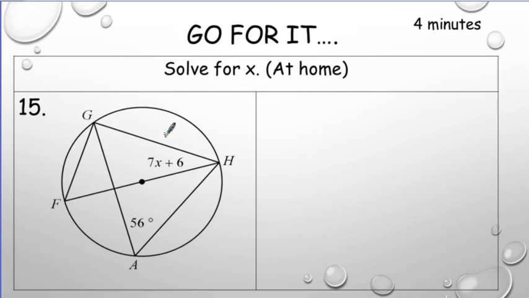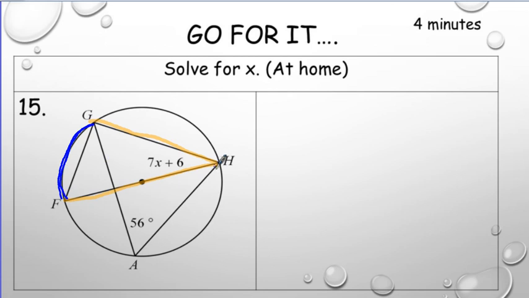Here is another one, number 15. So it's asking me to solve for x, and I am going to highlight where x is. The intersecting arc is, I'm going to put it in blue. That's right here.